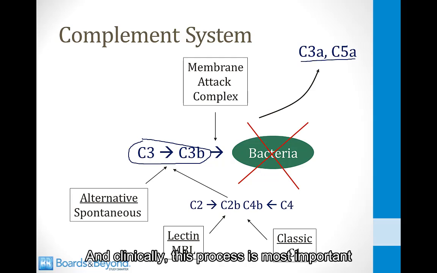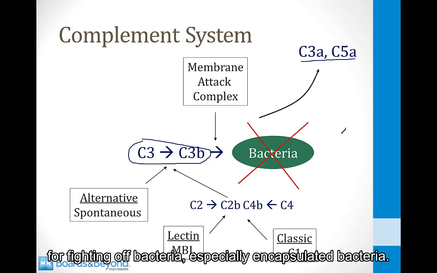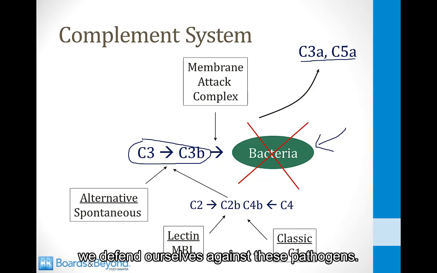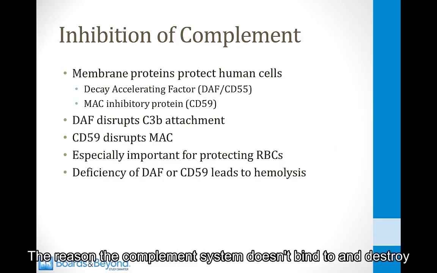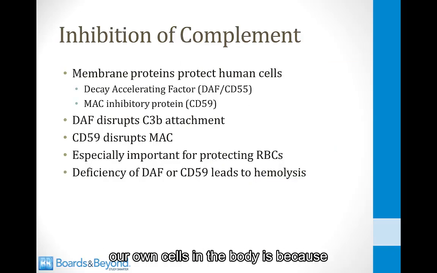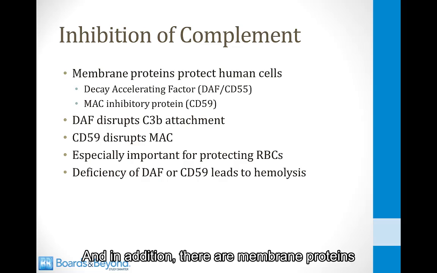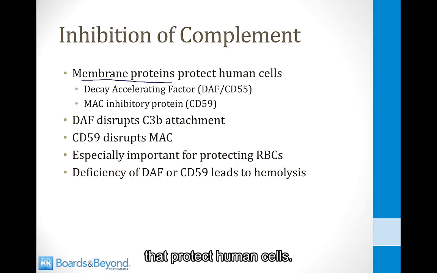And clinically, this process is most important for fighting off bacteria, especially encapsulated bacteria. The complement system is a major way we defend ourselves against these pathogens. And as we shall see, when you are deficient in an element of the complement system, the problem you usually have is recurrent bacterial infections. The reason the complement system doesn't bind to and destroy our own cells in the body is because they have different structures from bacteria, and in addition, there are membrane proteins that protect human cells.